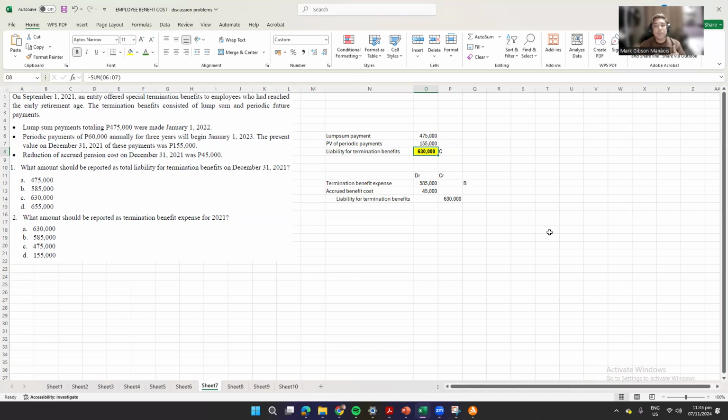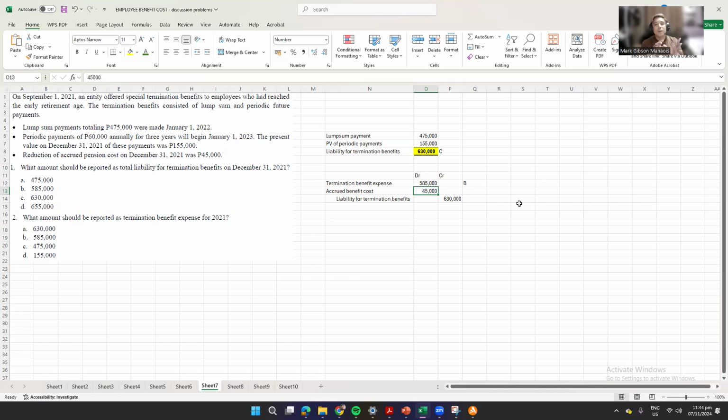So, termination benefit as of 2021 year end, again. There are two ways to compute this. Remember, we have 630,000 total liability for termination benefit. But how much is the accrued benefit cost? We have 45,000, so the reduction of accrued pension benefit cost is 45,000.